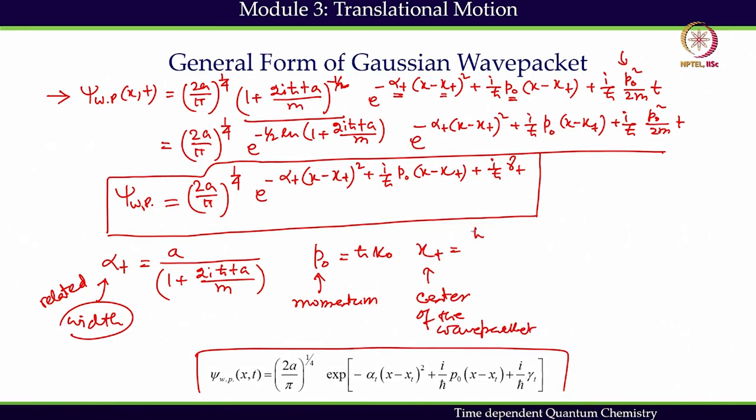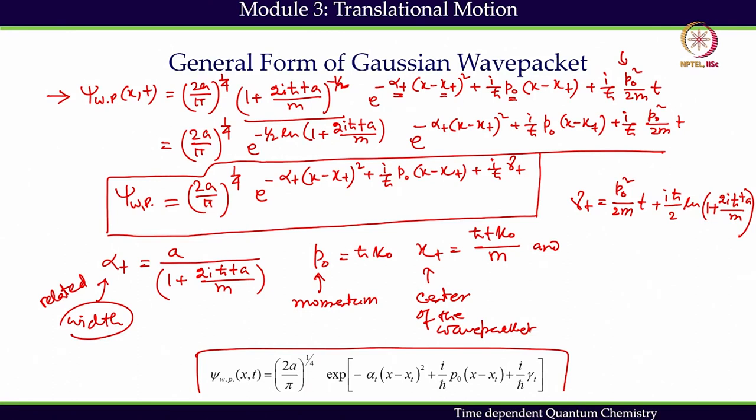which is nothing but h cut t k naught by m, and finally I have this gamma t, which is nothing but p naught square divided by 2 m t plus i h cut by 2 ln 1 plus 2 i h cut t a by m. So this is the general form of the traveling Gaussian wave packet.